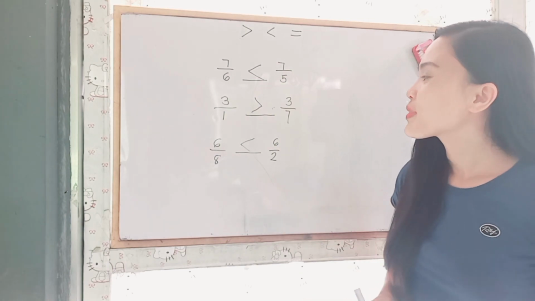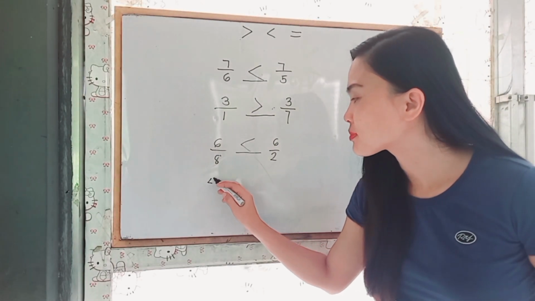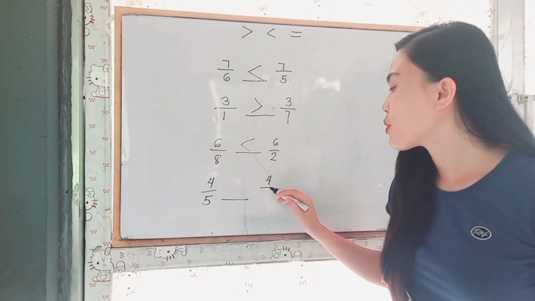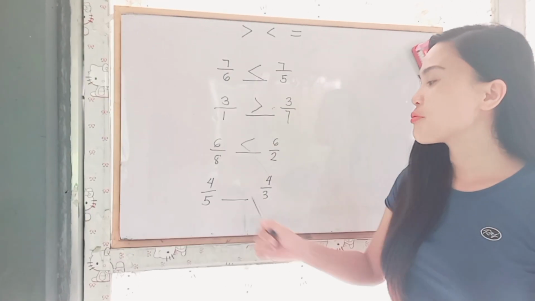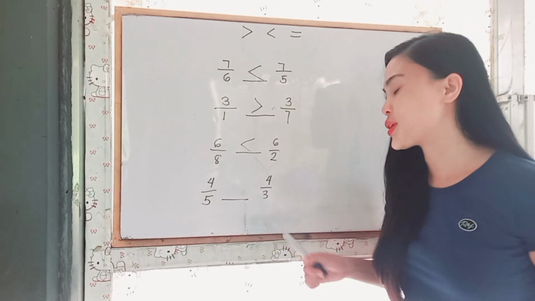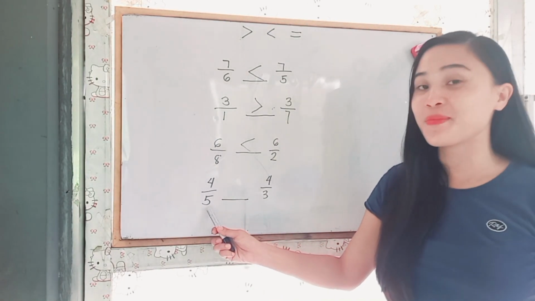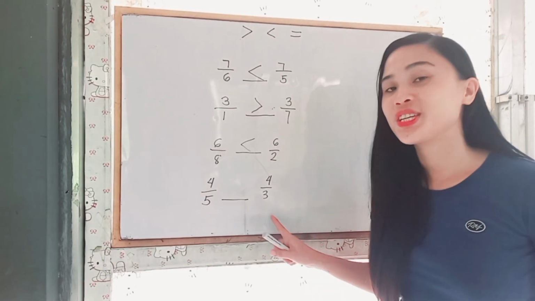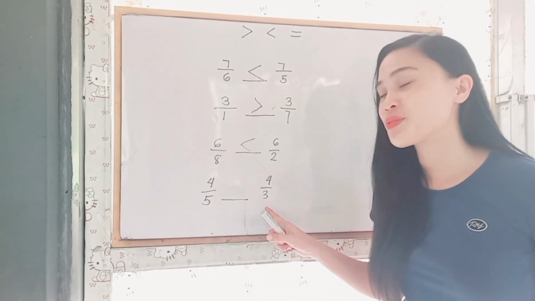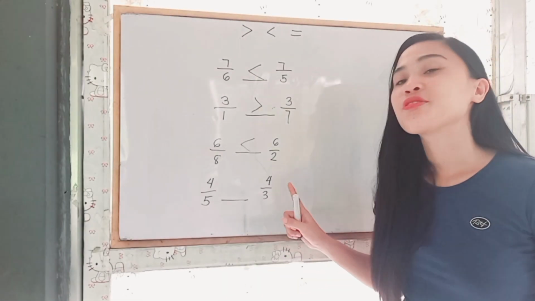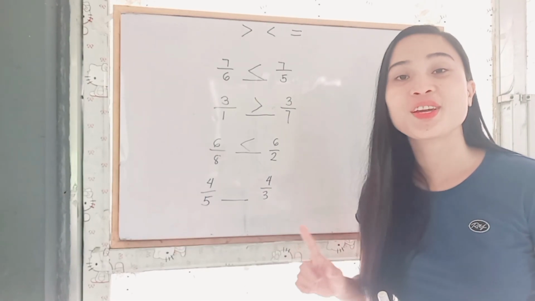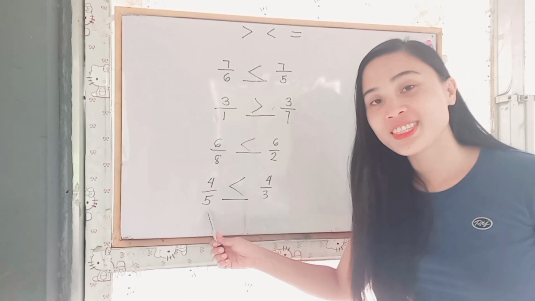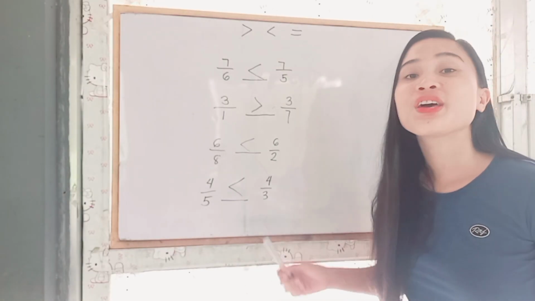Okay, so another, we have here 4/5 compared to 4/3. So let's just apply, compare their denominator. So our denominators are 5 and 3. So again, which is lesser? Since 3 is lesser than 5, therefore 4/3 is the greater fraction. So our answer is this one. Okay, 4/5 is lesser than 4/3.